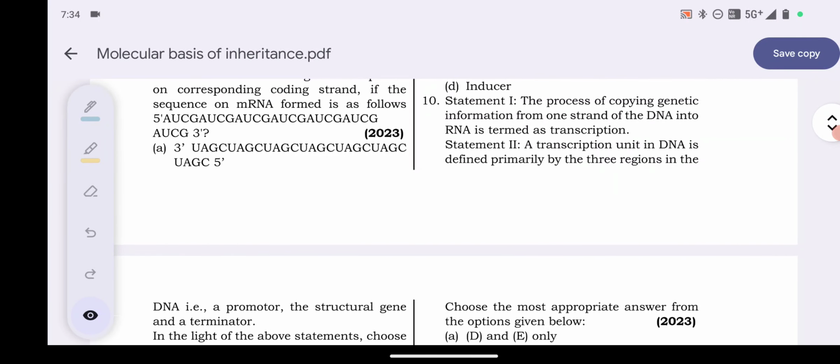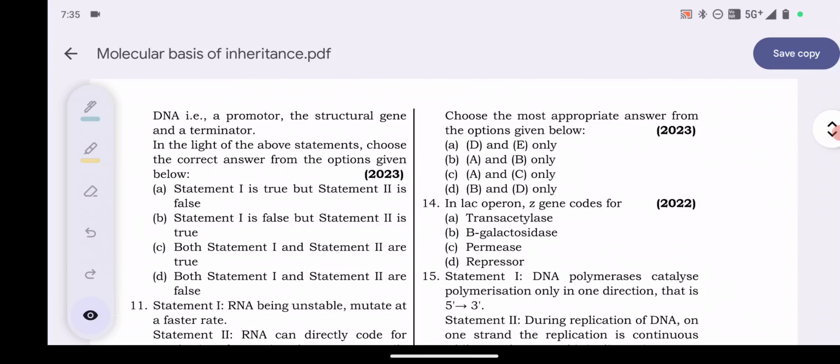Next question number 10. Statements are given. The process of copying genetic information from one strand of the DNA into RNA is termed as transcription. Statement 1 is the correct one. Statement second. A transcription unit in DNA is defined primarily by the three regions in the DNA, that is a promoter, a structural gene and a terminator. Second statement is also correct. So find the option where it is written both the statements are correct. Option C is your answer. Both the statements 1 and 2 are the correct ones.